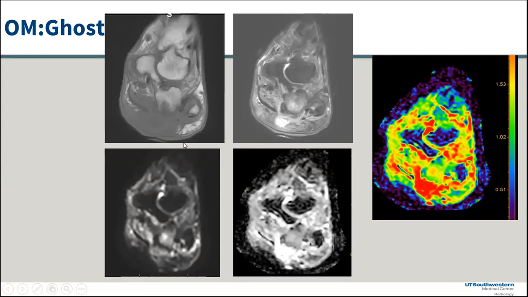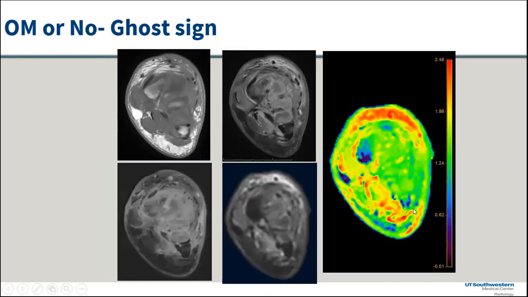But it's so well apparent on DWI ADC. Here you can see that bright signal. You can see the bone disappeared, and here all the blue bones are there. I was showing you normal bones. Here the bone is gone. So that ghost sign nicely shows up on ADC images. Here's another one. You have all of these infected and all of these bones disappeared. Okay, so that's osteomyelitis.